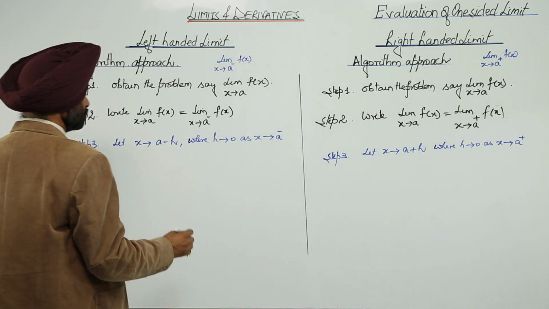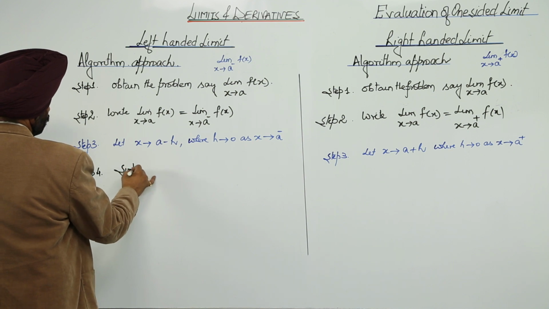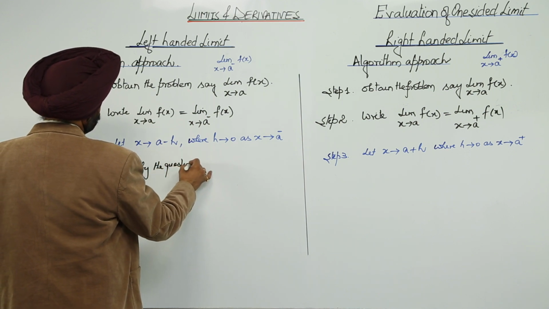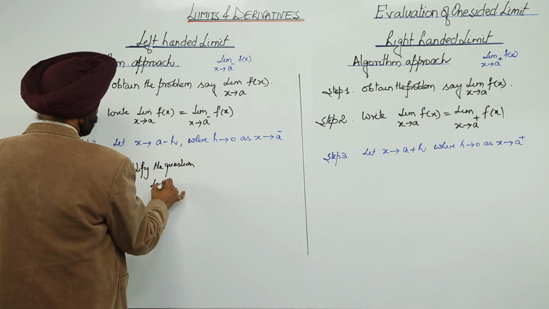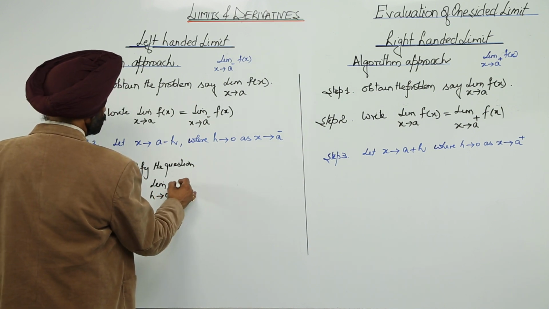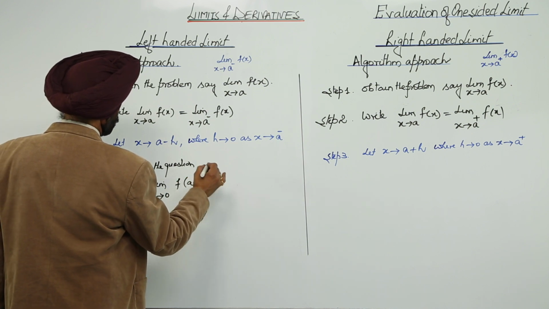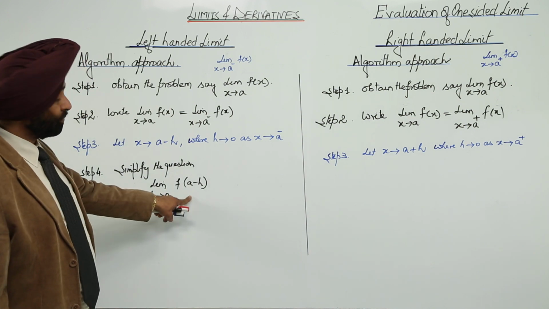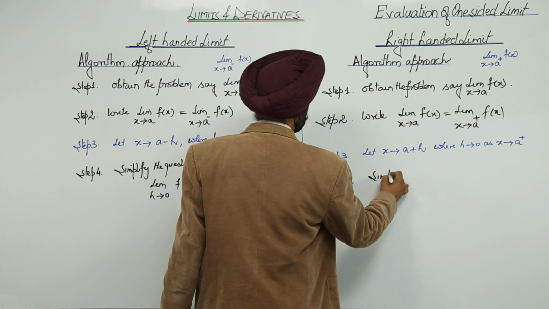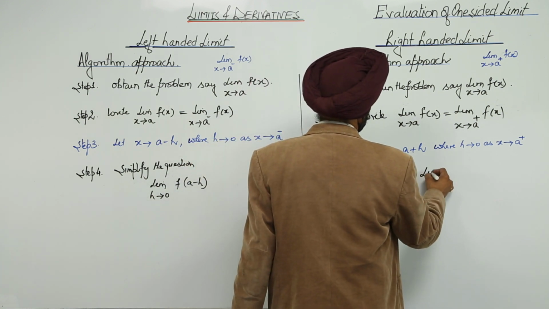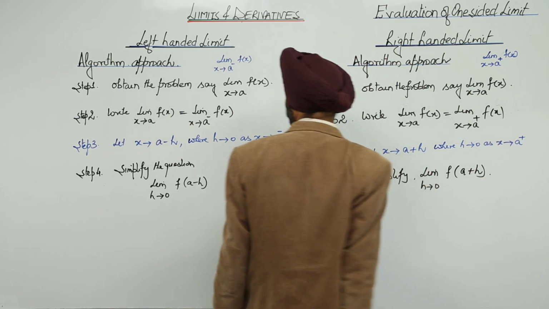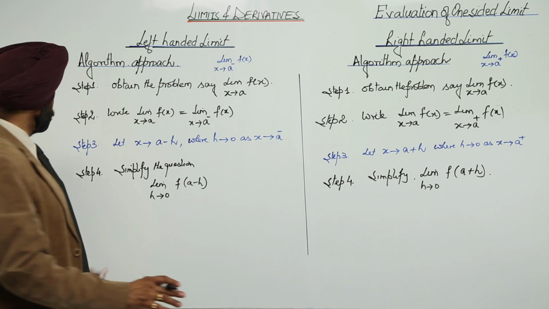Now step 4 is: simplify the question. Limit h approaches 0, f of a minus h. Okay, so limit h approaches 0, f of a minus h. And here, step 4, simplify: limit h approaches 0, f of a plus h. Is it clear? Both things we are going to simplify.